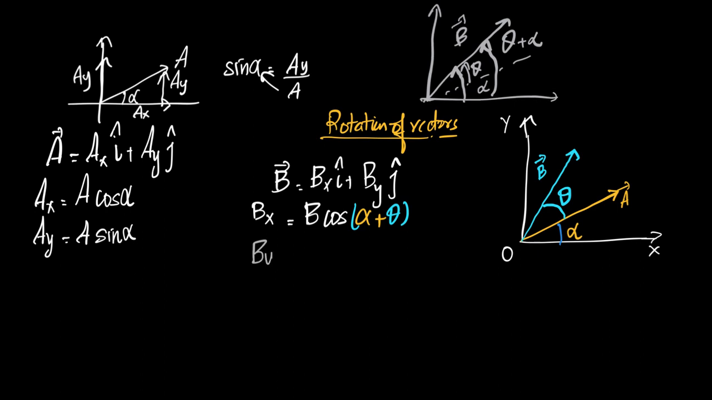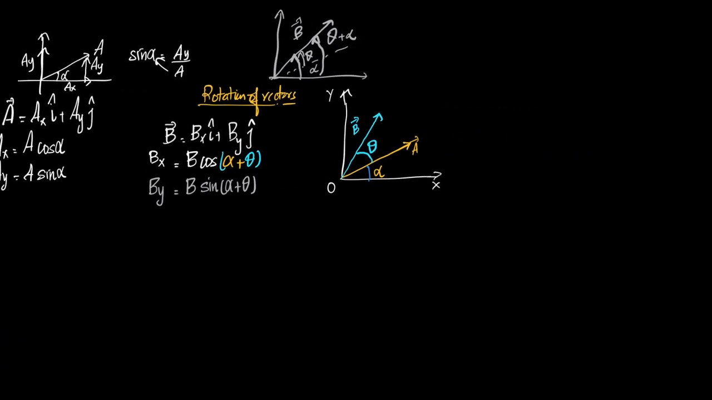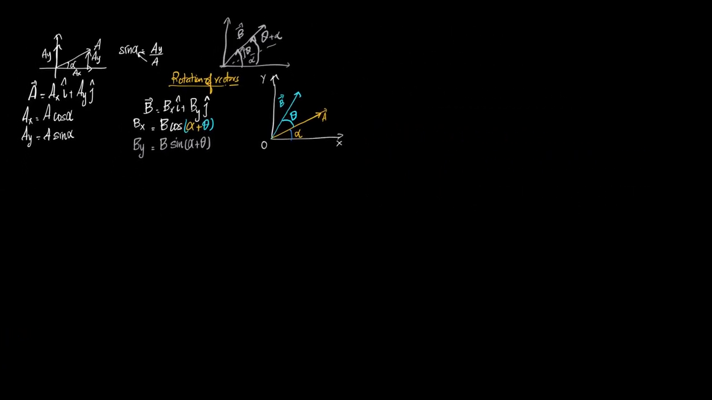So what is by equal to? By will be equal to b into sine alpha plus theta. Now, having these two written here, let us try to go further. So I can write vector bx as b into cos of alpha plus theta, which is equal to b into, what is cos a plus b?